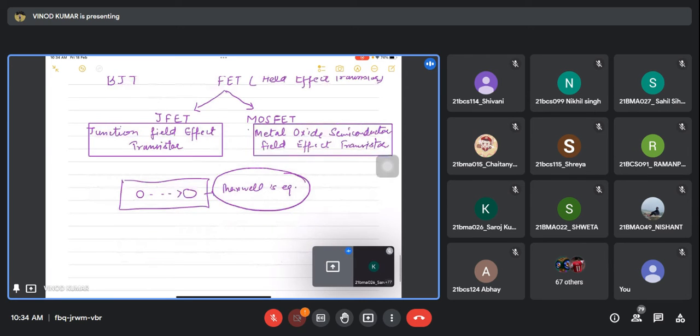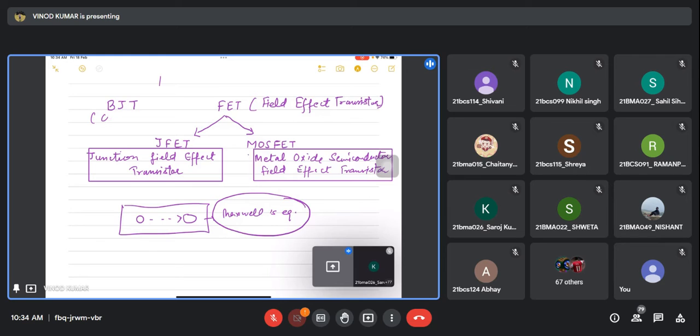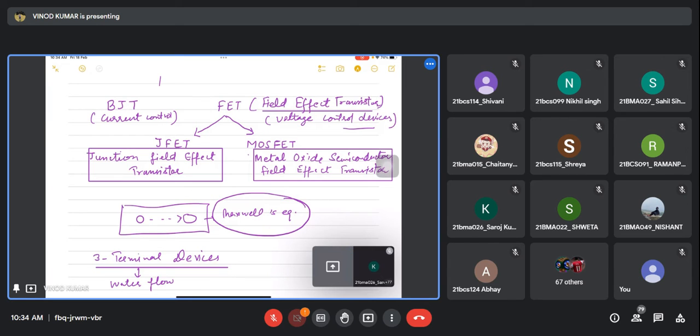So as we talk about field effect transistors, BJT is a current control device, and because this is a field effect transistor, the electric field depends upon voltage, so they are voltage control devices. Generally these are 3 terminal devices. A water flow analogy is generally used to explain this, right?